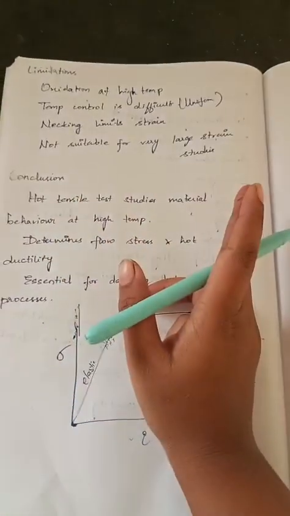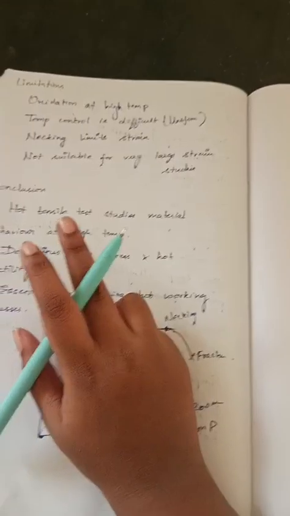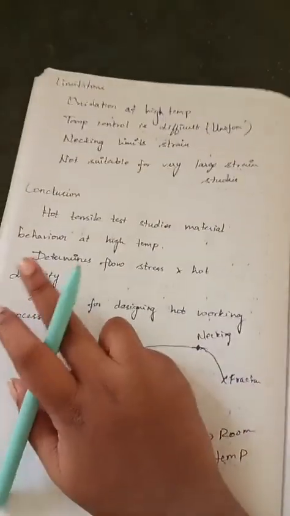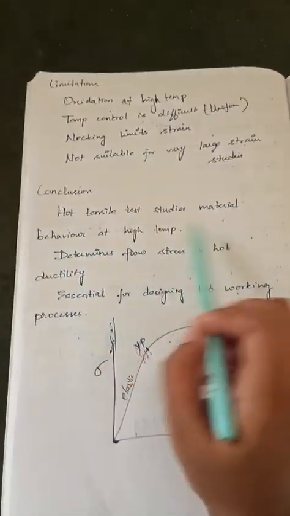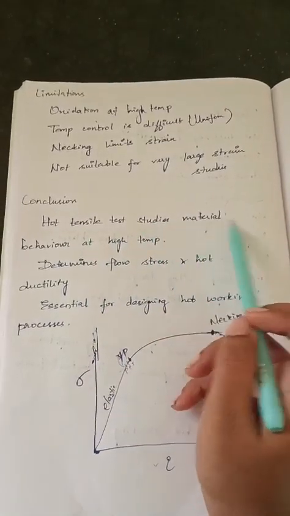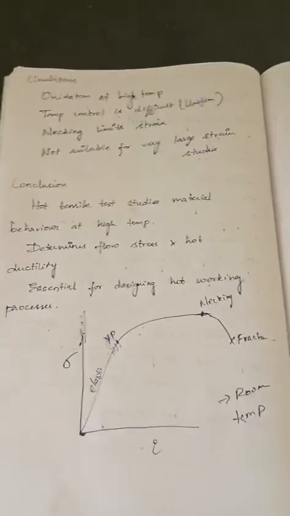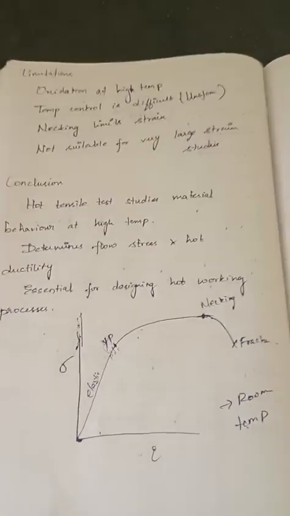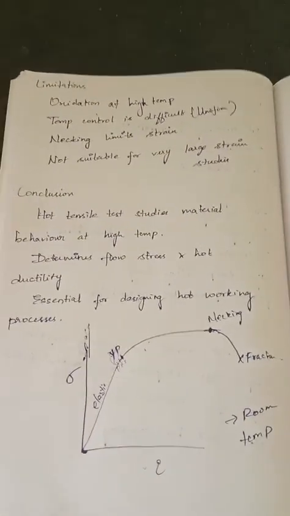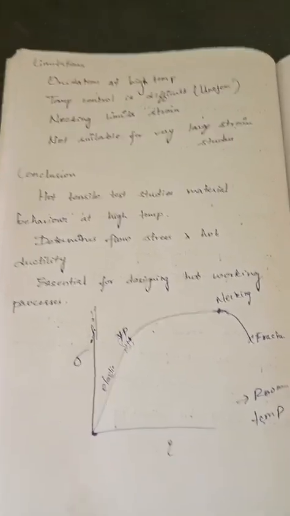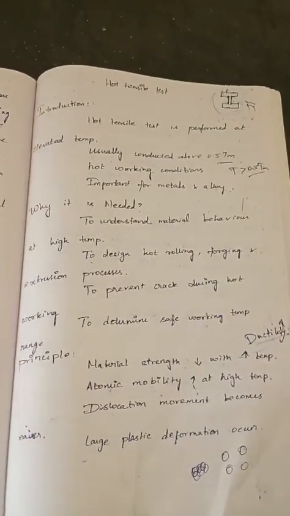And we have the limitations: oxidation must be low, and maintaining uniform temperature is also difficult. These are the limitations, and then the conclusions. The hot tensile test studies material behavior at high temperature, whereas a normal tensile test studies behavior at room temperature. Note this point. That's all about the hot tensile test. It is a very simple and easy topic. Thank you.